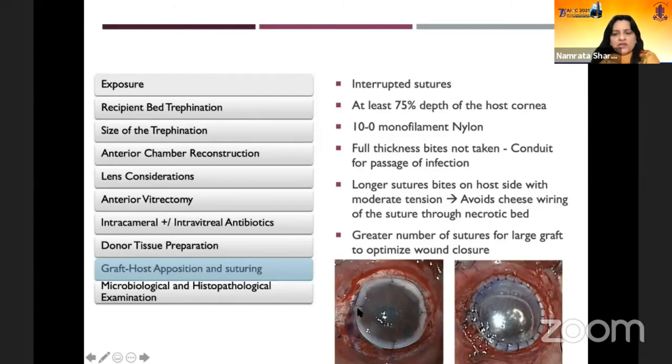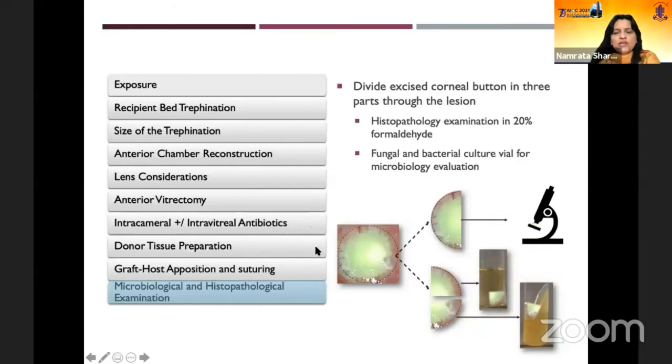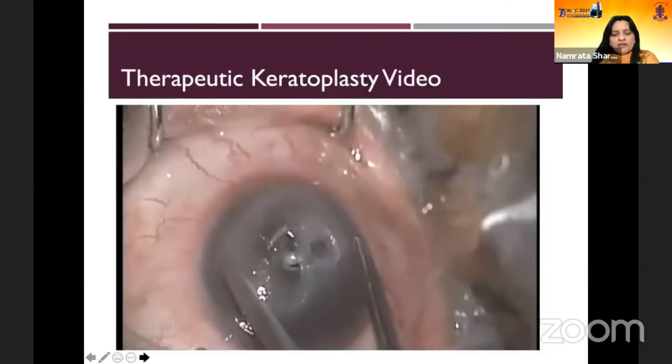A greater number of sutures for a larger graft should be there to optimize the wound closure. As soon as you have this bit of tissue, this is cut into, bisected or can be cut into 4 pieces, and then this is sent for culture and sensitivity as well as for histopathology, both for bacterial and fungal.